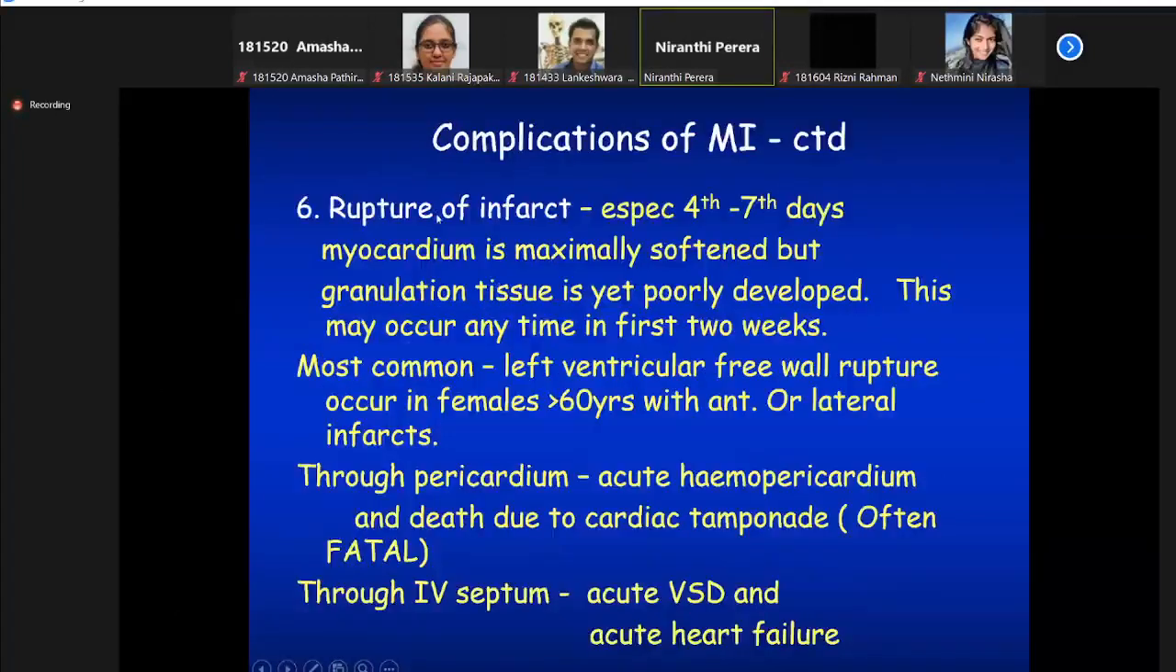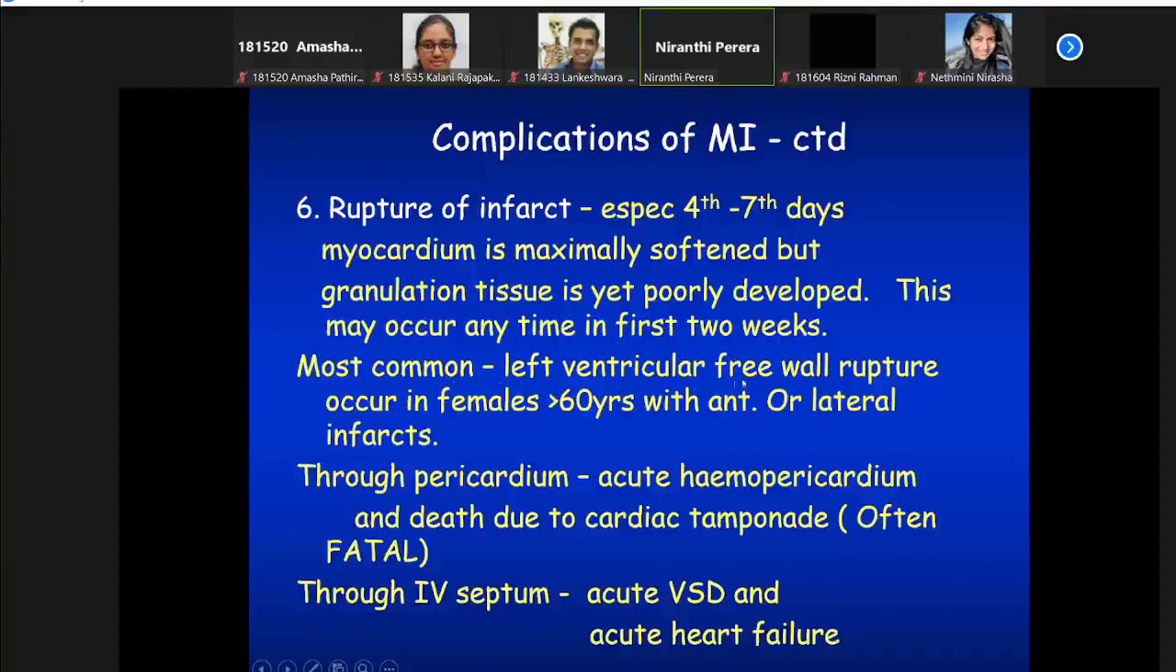Very important: rupture, especially in full thickness infarcts. At 4 to 7 days, the myocardium has been necrosed. The polymorphs have come and liquefied the whole thing. The macrophages are trying to digest it all. But when it's liquefied, it's so soft. And if the granulation tissue doesn't have enough time to form, at that time, if it's very necrosed, it will soften and rupture. So the rupture is maximal at 4 to 7 days, but anytime during the first 2 weeks you can get rupture, right? And so you've got to watch out for it.